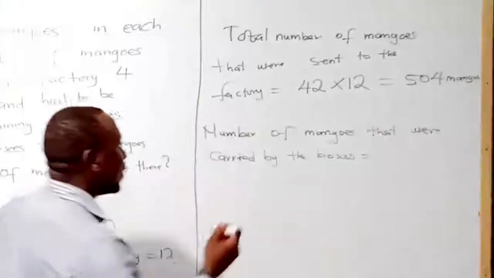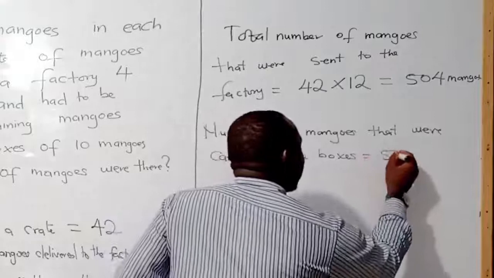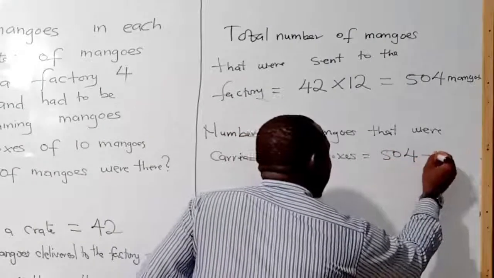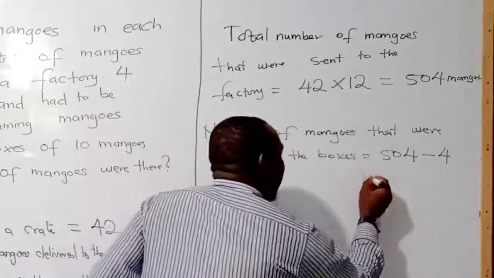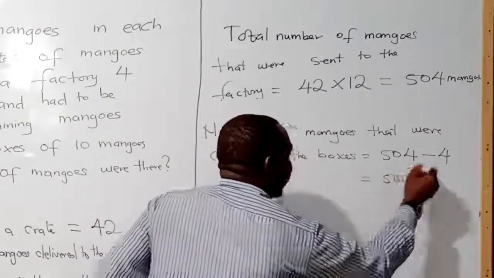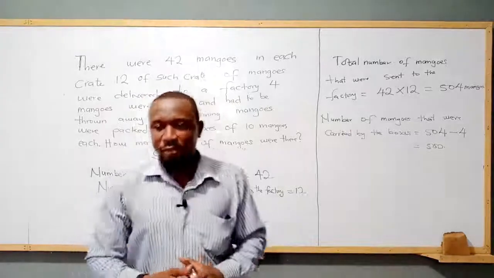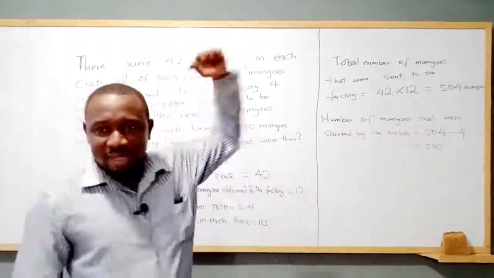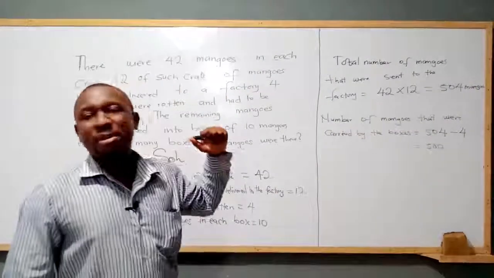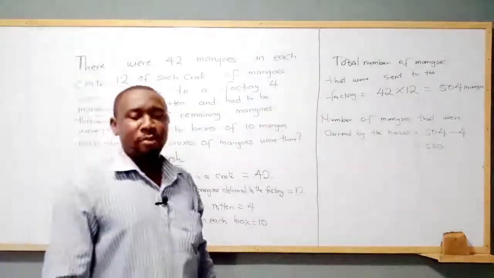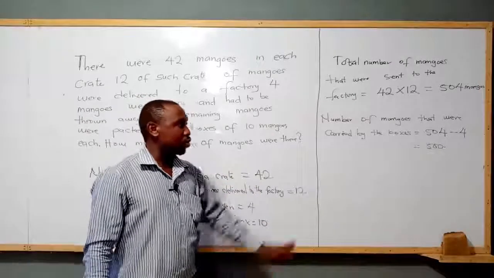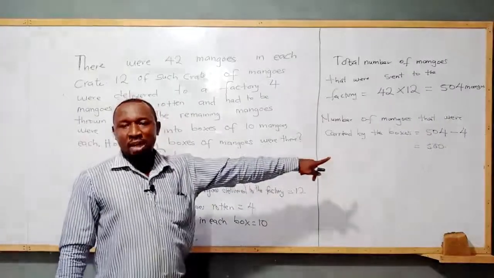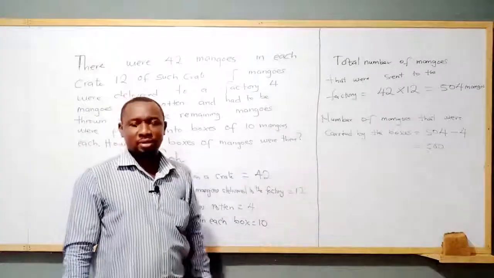And that will be 504 minus 4. That is the rotten mangoes. So this one will give us 500. The rotten mangoes have been taken out from the real mangoes that will be used for the processing. So the real mangoes left for processing is now 500.